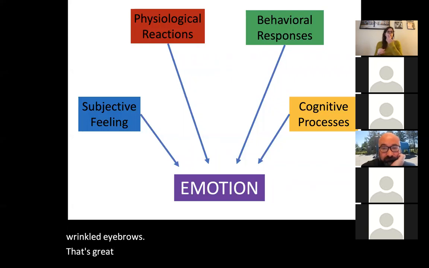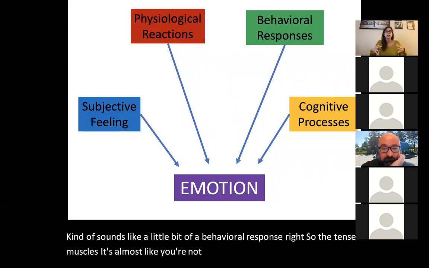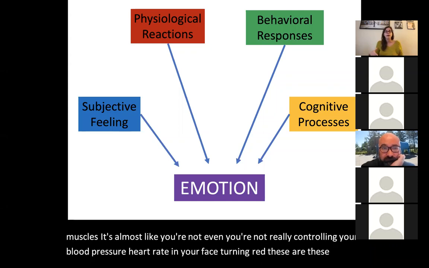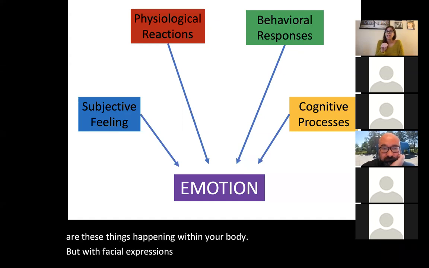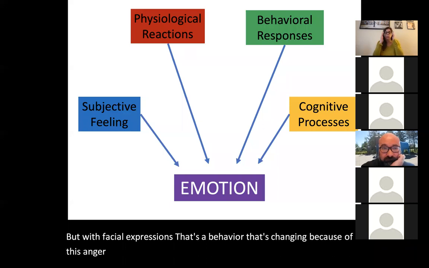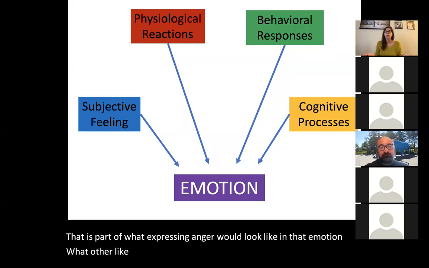So something that's interesting is that wrinkled eyebrows sounds a little bit like a behavioral response, right? It's almost like you're not really controlling your blood pressure, your heart rate, and your face turning red. These are things happening within your body. But with facial expressions, that's a behavior that's changing because of this anger. So wrinkled eyebrows and how that expression looks is part of what expressing anger would look like.